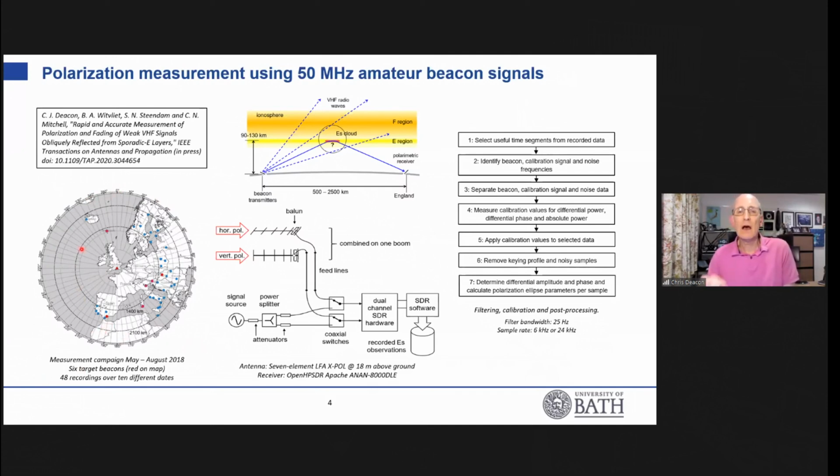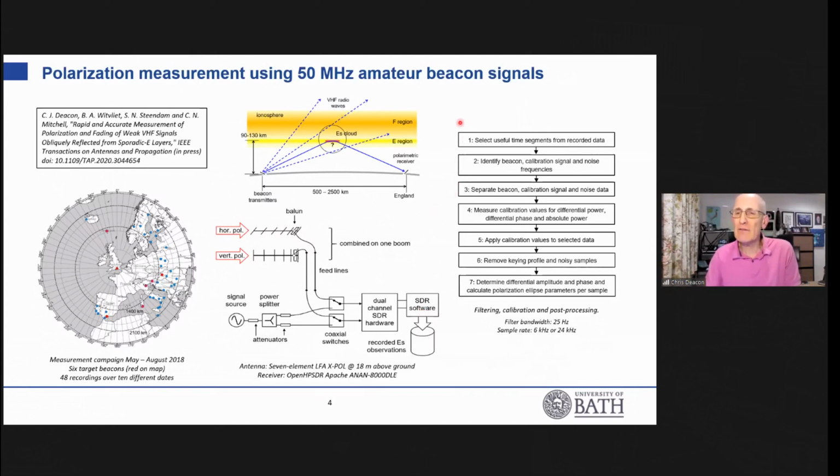amateur beacons, not in my control. They just spread across Europe. There are actually a lot more than show up on this chart, and I got decent data from half a dozen of them, and I'll talk a bit more about that shortly. Using a fairly big 6-meter antenna, 7 element at 18 meters above the ground, but cross-polarized on a single boom, into dual channel synchronized SDR receivers with a calibration capability, and that just captures I/Q data at some fairly high sample rates, so 6,000 or 24,000 kilohertz samples per second, in other words.